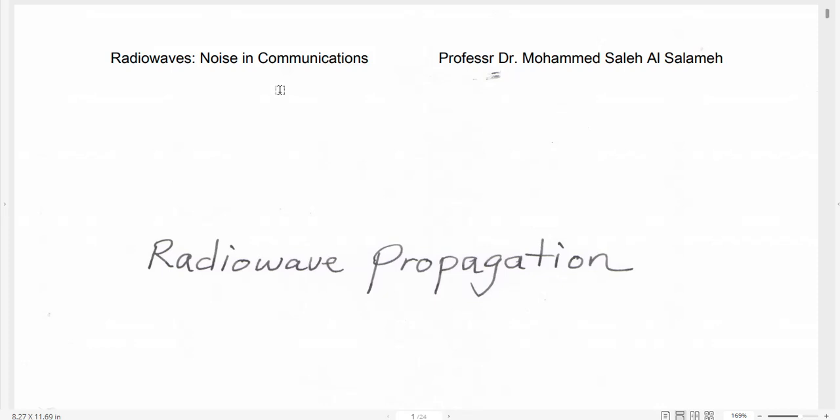We have here radio waves and noise in communication systems. It is extremely important to consider noise while designing communication systems. If the noise level is comparable, for example, in the extreme case comparable to the signal level, then the signal will not be distinguished. The signal will not be useful.